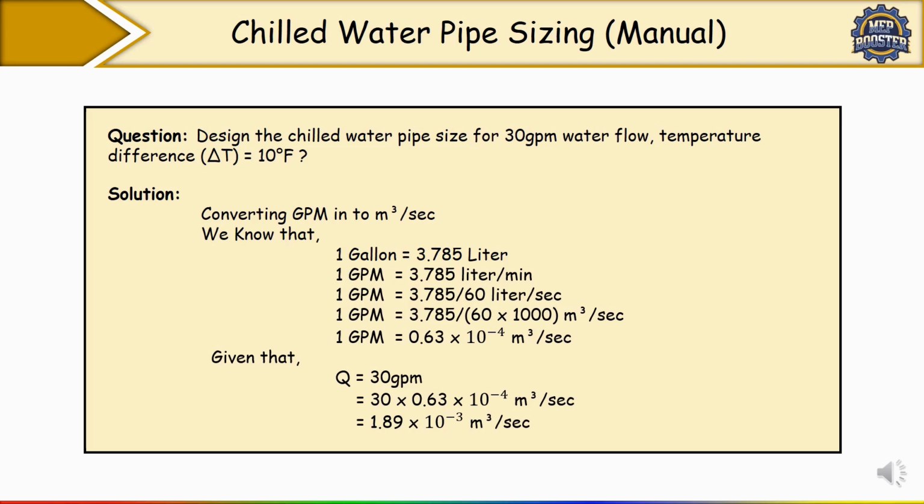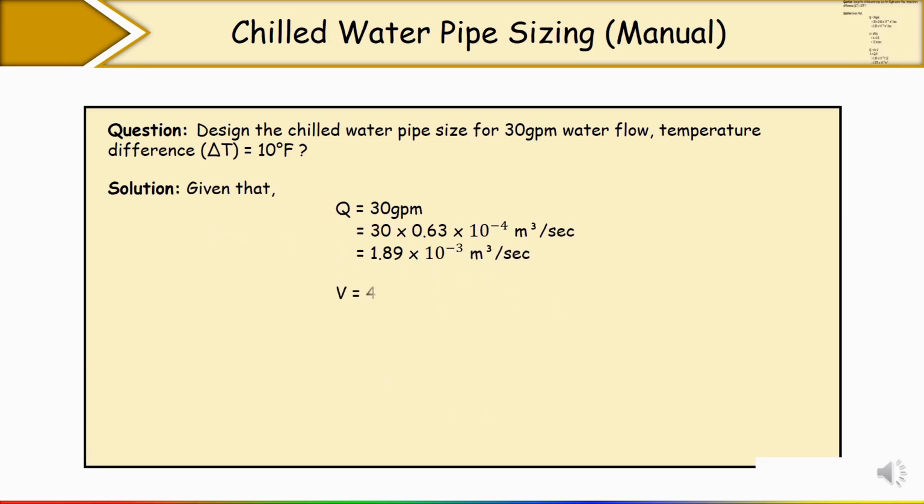Once you have got this Q value, the discharge flow rate, the next important thing is velocity. If you remember, I have already discussed that the velocity we have to maintain is between 3 to 8 FPS. So for average velocity as per ASHRAE, just go for 4 FPS. First you have to convert FPS, feet per second, into meter per second, so you multiply by the 0.3 factor. Then you will get the value in meter per second.